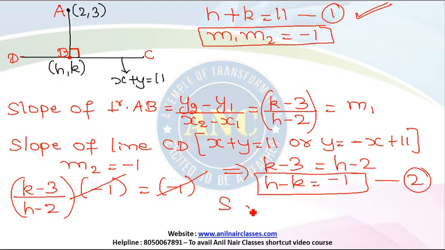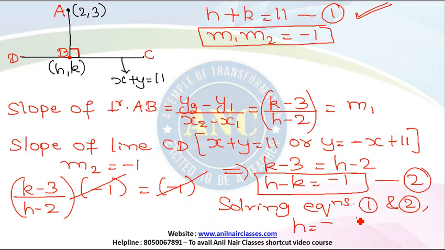Solving equations 1 and 2. These are two simultaneous equations. I will get the h value, I will get the k value. h value is 5, k value is 6. That means the foot of the perpendicular is nothing but (5, 6), from a point which is dropped from (2, 3) onto the line x plus y is equal to 11.